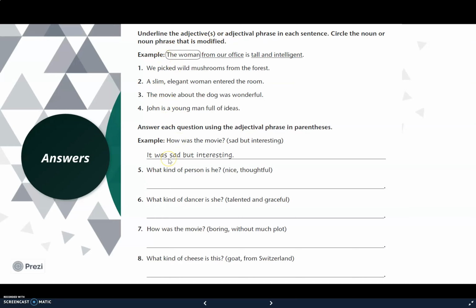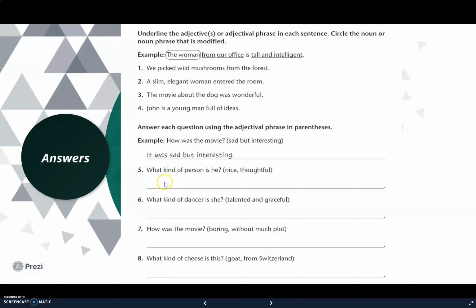The second task, students: answer each question using the adjectival phrase in parentheses. How was the movie? Sad but interesting. I want you to generate a meaningful sentence by using sad but interesting. For example, it was sad but interesting. Here, sad but interesting is an adjectival phrase that describes and relates to the movie.